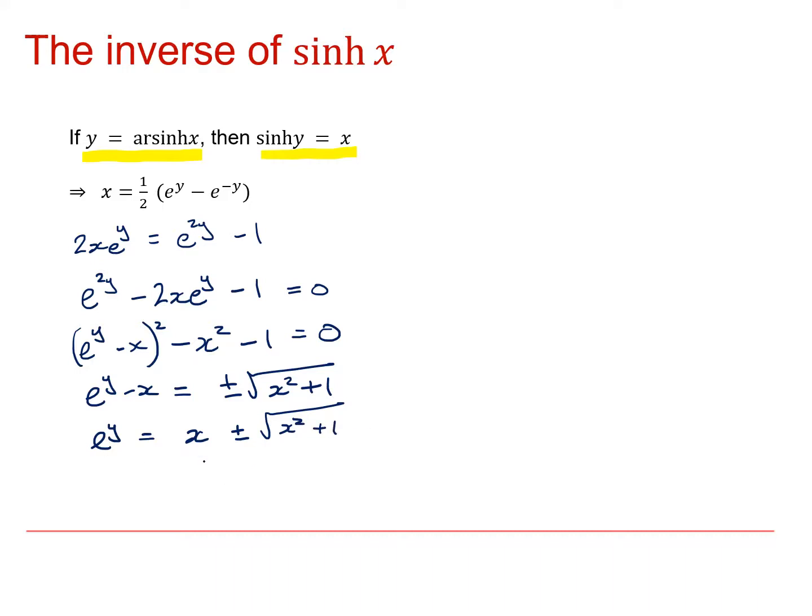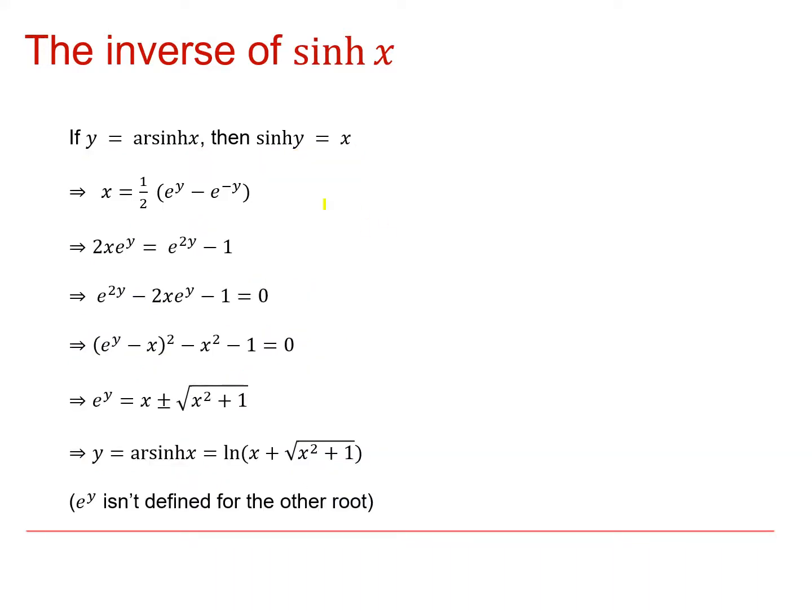Now if we look at this, the root of x squared plus 1 is going to be bigger than x, so if I have the negative square root, this whole right hand side here will be negative, and therefore there is no real y for which e to the y is equal to a negative number. So I'm just going to take the positive square root, and therefore taking logs of both sides, I'm going to get that y is the log of x plus root x squared plus 1.